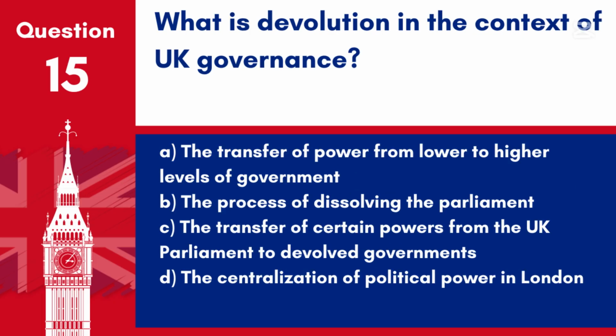Question 15. What is devolution in the context of UK governance? A. The transfer of power from lower to higher levels of government. B. The process of dissolving the Parliament. C. The transfer of certain powers from the UK Parliament to devolved governments. D. The centralisation of political power in London.